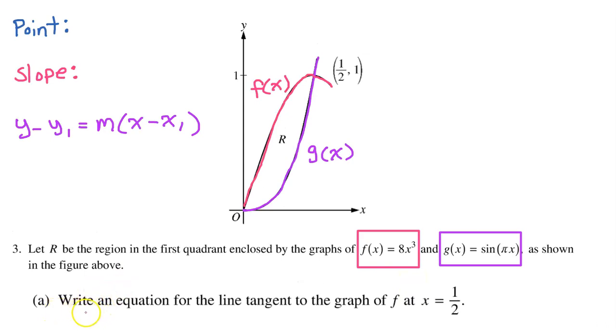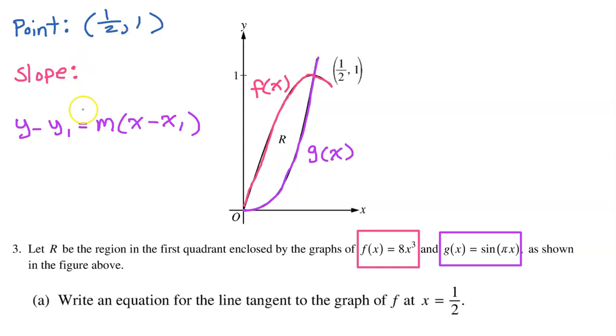Whenever they ask us to write an equation of a tangent line, we like to use point-slope form, which reminds us that all we need is a point and the slope in order to write this equation. They gave us the point of tangency, so half of the problem is already done. The point is 1/2, 1. All we need now is to find the slope at this point.